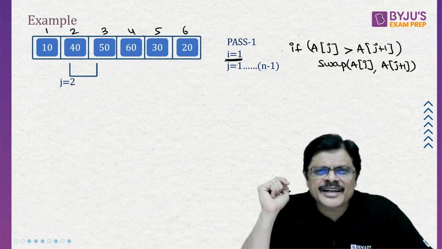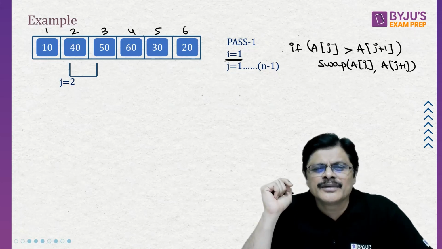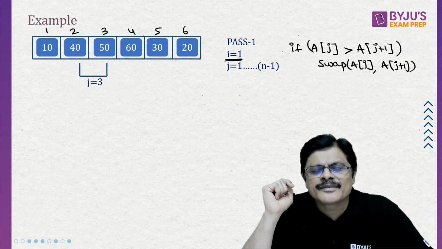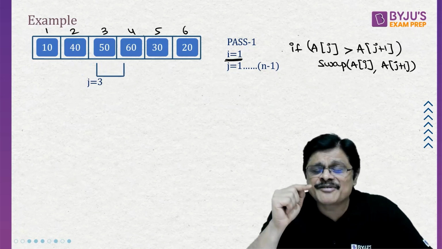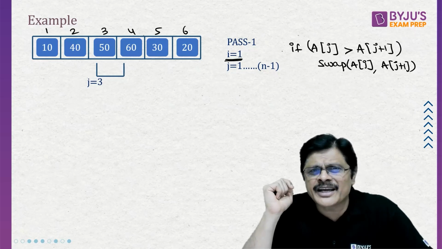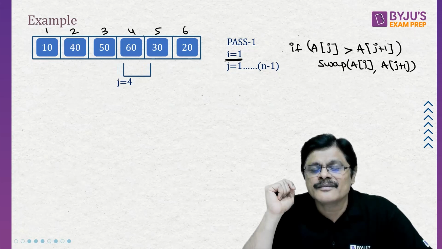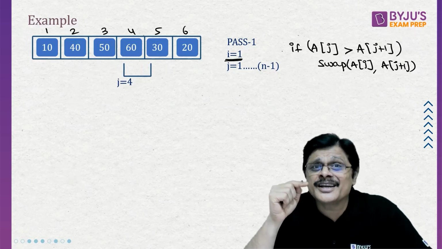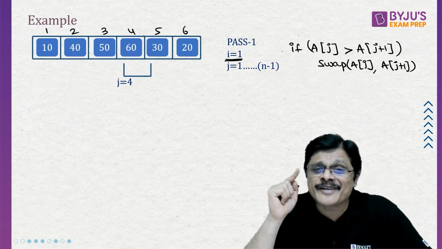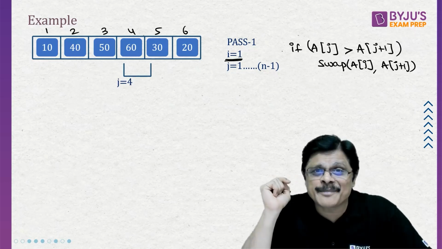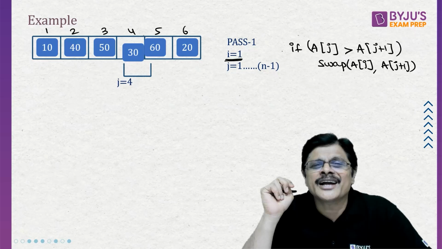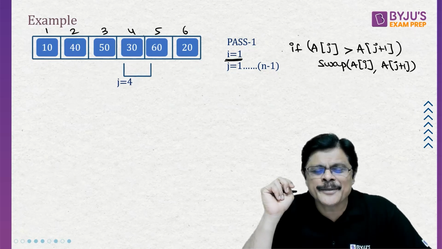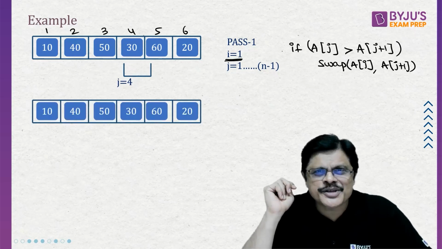Is 40 greater than 50? No. j incremented. Value at j, that is 50, compared with value at j plus 1, that is 50 compared with 60. 50 greater than 60? No. j incremented. Now here, 60 greater than 30. That is, value at j is greater than value at j plus 1. Immediately swap the two elements. That is, these two elements are swapped. So now this is the situation.